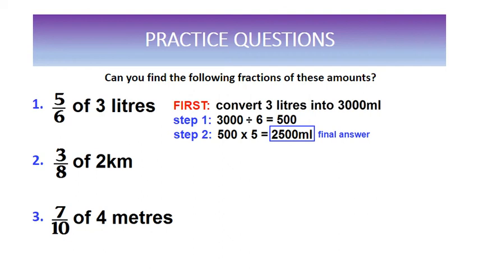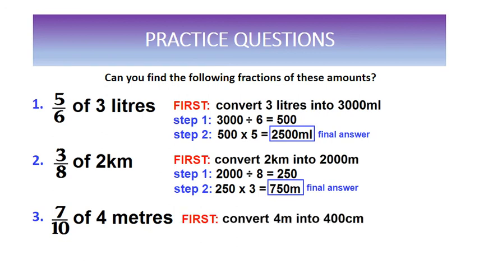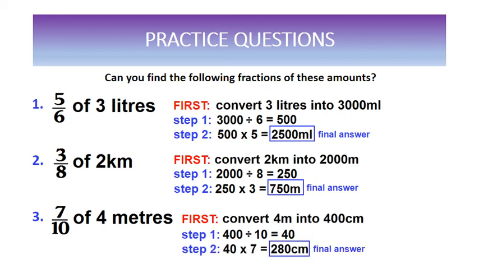Number 2, the first step is to convert the measure from 2 kilometres to 2,000 metres. First step then is to divide that by the denominator, which gives you 250 metres. Step 2 is you multiply that by the numerator, so your final answer should have been 750 metres. And the last one, you're going to need to convert the 4 metres into 400 centimetres. Then divide that by the denominator and multiply the answer by the numerator. So your final answer to that one should have been 280 centimetres.